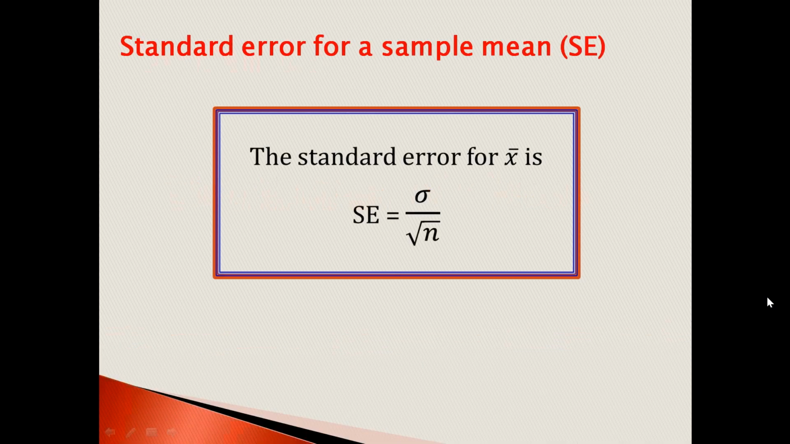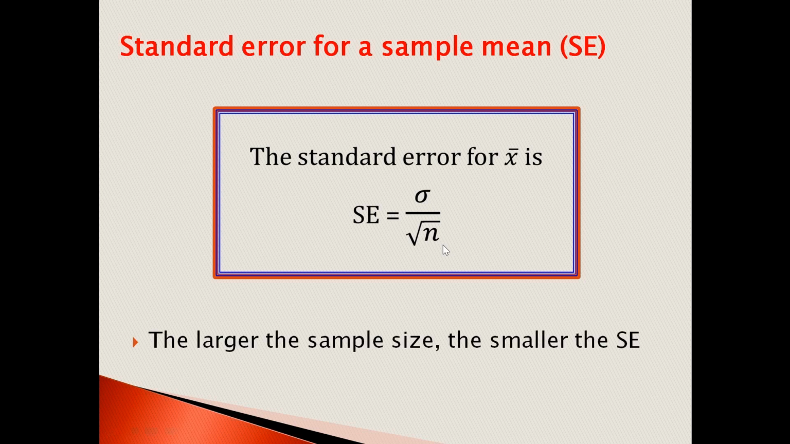So when you are calculating the standard error for a single mean, you will use the following formula. SE equals sigma over square root of n. Sigma, if you remember, was the standard deviation of the population, and n was the sample size. And like always, the larger the sample size, the smaller the standard error.